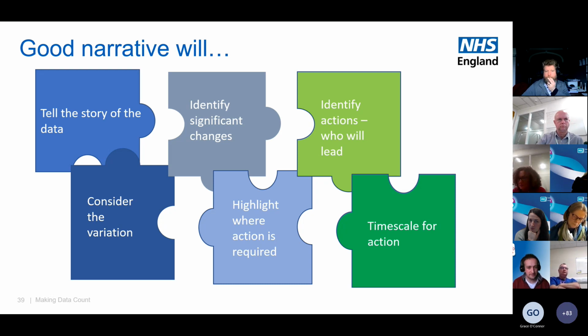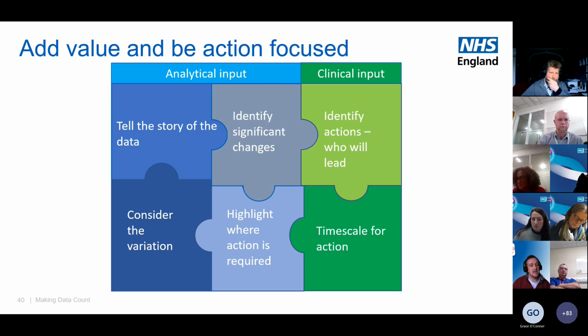And when it's significantly changing, say it's deteriorating, we want to highlight where there is action required. Is there something we need to do to prevent that further deterioration? Or on the contrary, sustain that improvement? And the final two: we've identified an action, who is going to lead that action, and what are the timescales for action to be delivered and evaluated. And we're going to put all this together, and there we have a really value and action focused narrative.